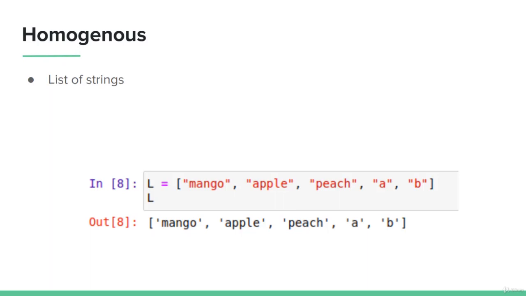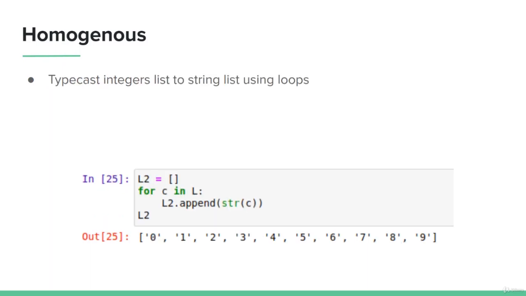Although in Python, they're considered the same thing. But in the C language, characters are defined differently from strings. Let's look at another example of homogeneous lists in which we are going to typecast integers. If you can remember, typecasting is a particular concept in which we change the data type of different values.